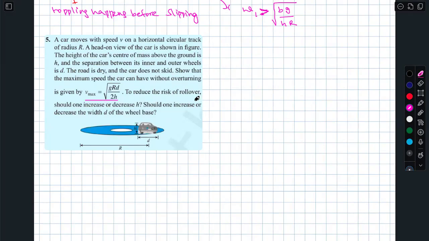To reduce the risk of rollover, should one increase or decrease h? Should one increase or decrease? Common sense says h should be less and d should be more.